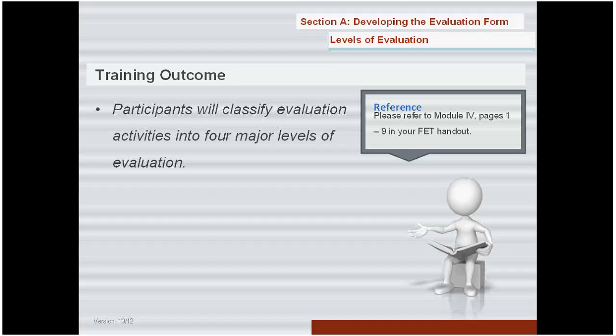Today you will have an opportunity to learn about and practice classifying evaluation inquiries into 4 levels of evaluation. Feel free to also access the identified pages in your FET handout. And please read the training outcome.